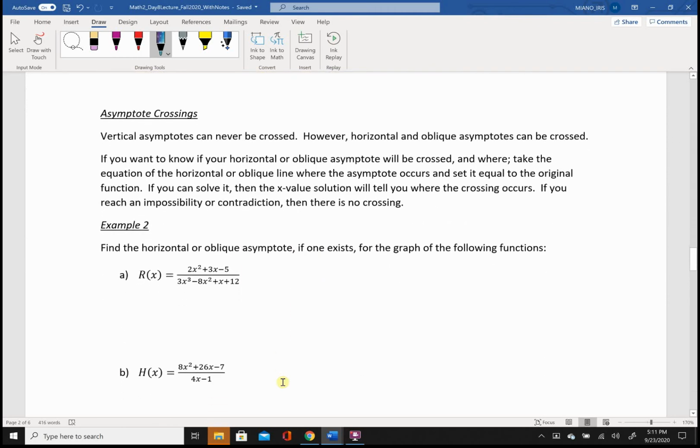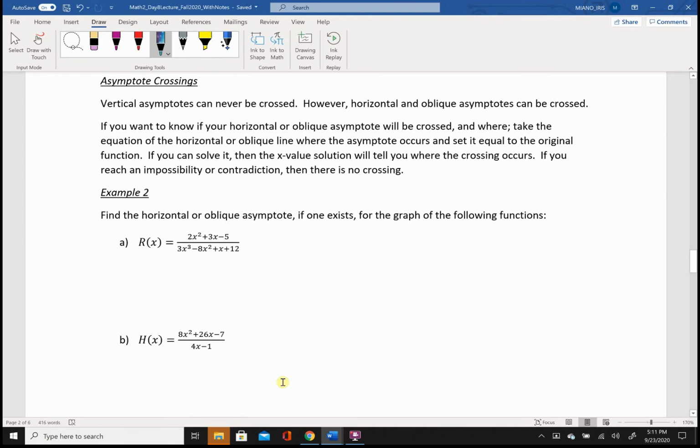Now let's have a quick discussion about asymptote crossings. Like I said before, vertical asymptotes, they are a hard wall. You cannot cross those at any point with your rational functions. However, horizontal and oblique asymptotes, they're a little bit more wishy-washy. Okay, so we need to be able to determine if they're being crossed and where. So if you want to know if your horizontal or oblique asymptote crosses, I'm going to try not to read this word for word, but it is what we would do if we found that we had an oblique asymptote.